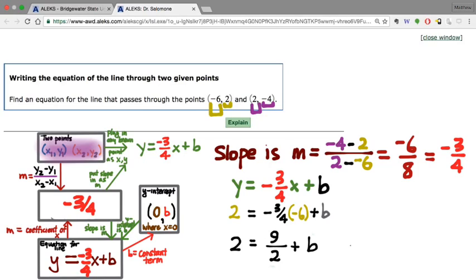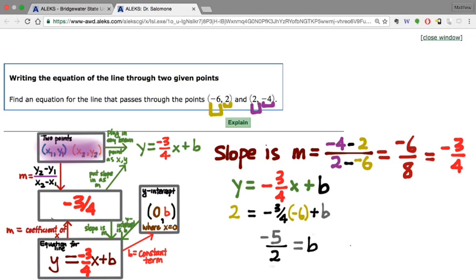And then our last step to get the b by itself is to subtract 9/2 from both sides. And to subtract 2 minus 9/2, I have to change 2 into a fraction with 2 as its denominator. And then subtract across the numerators. What's 4 minus 9? Negative 5.